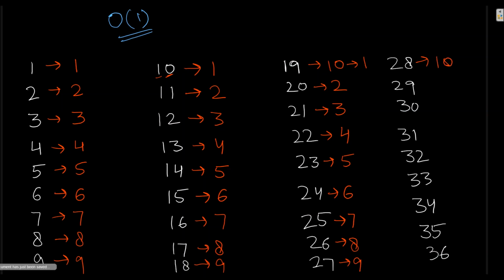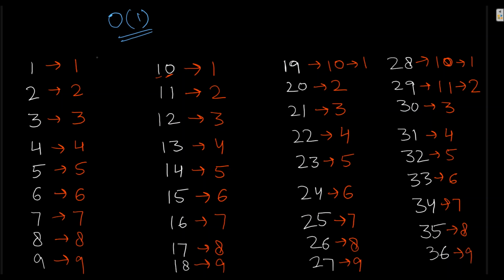Similarly, till here. Then we'll do the rest of them. 2 plus 8 is 10. Then again 1 plus 0 is 1. 2 plus 9 is 11. 1 plus 1 will be 2. Then 3 plus 0, it will be simple. 3 plus 1, 4, 5, 6, 7, 8 and 9.